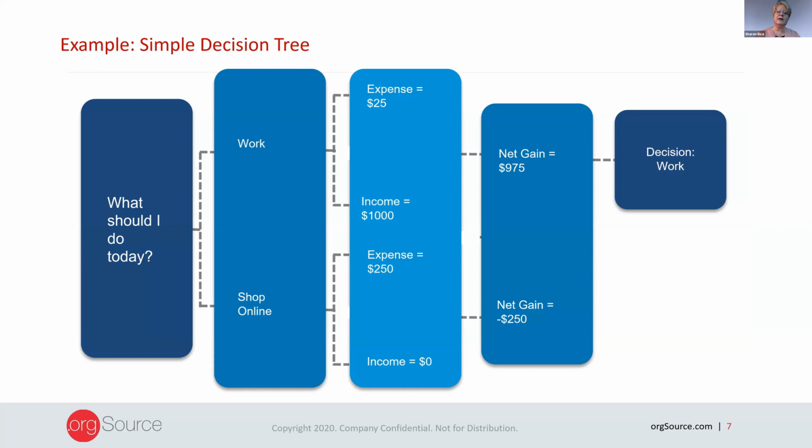And you can see the branches here. You follow it across. So if I work, I will spend $25. I'll make $1,000. My net gain is $975. If I shop online, my expense is $250. My income is 0. My net gain is a loss of $250. Therefore, the best alternative for me is to work. So that's a very simple example of how we use these concepts.